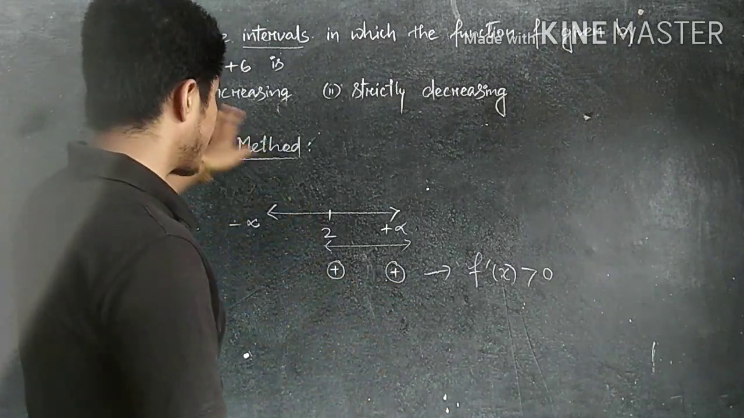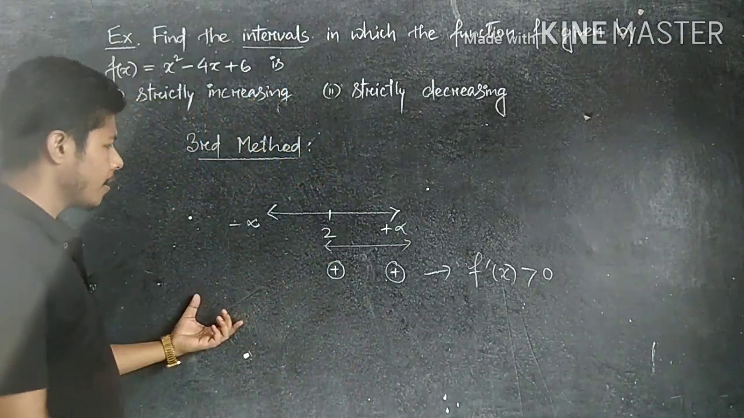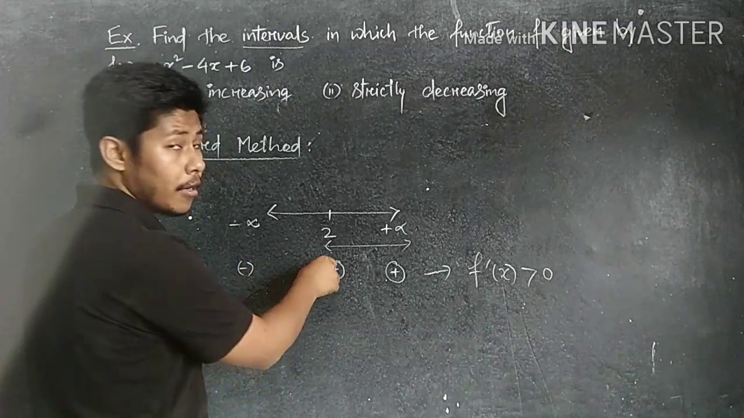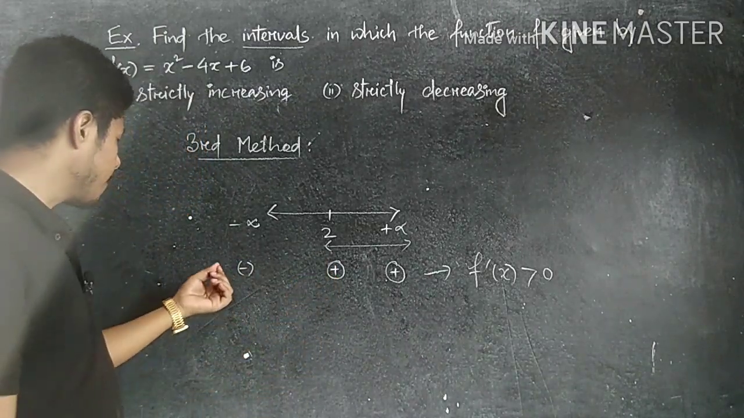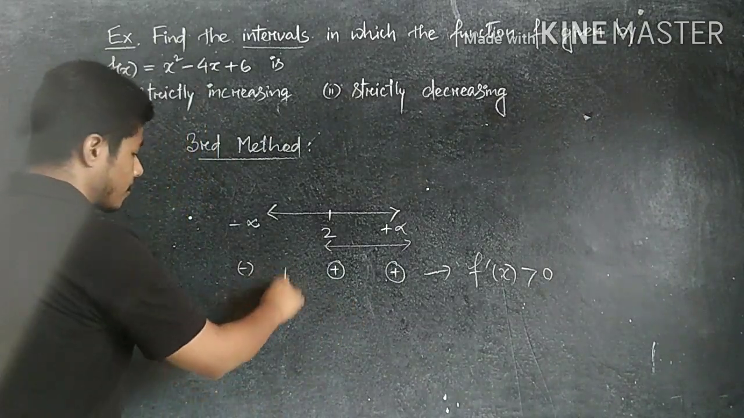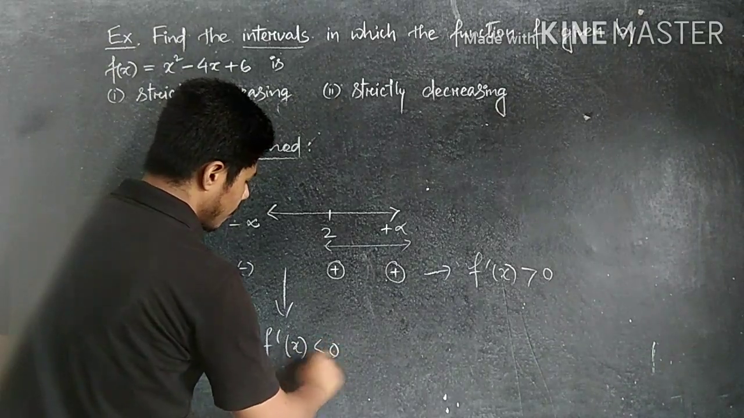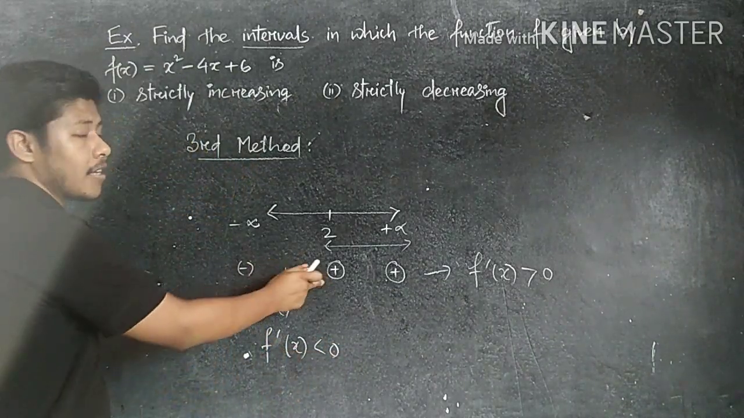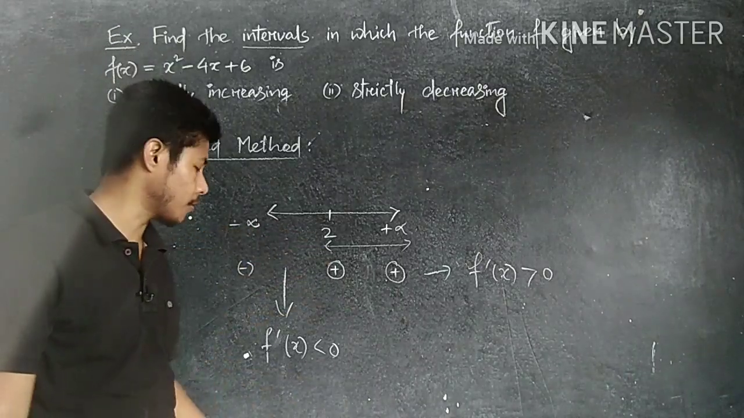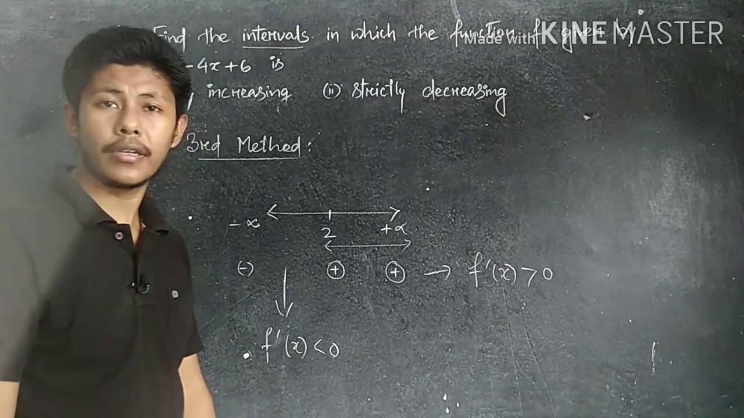So here I have written strictly increasing. In the same way, if you see this part, here it is negative. This one is positive. That means if one value is negative and another one is positive, then f dash of x is less than 0. If one is negative and one is positive, from minus infinity to plus infinity, the value will always be negative. Is it clear?